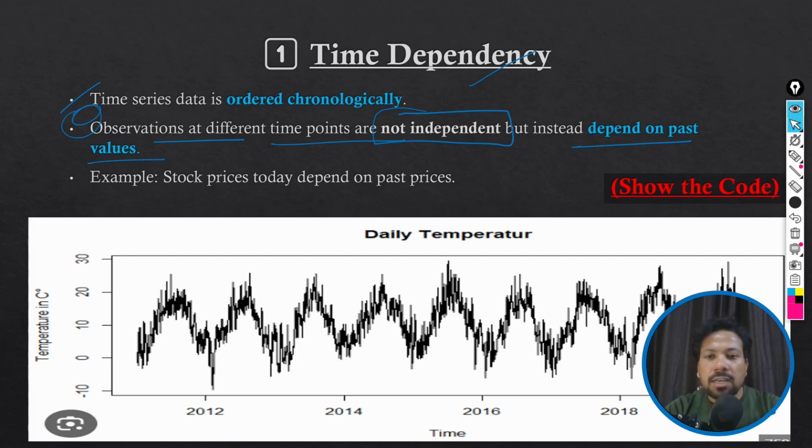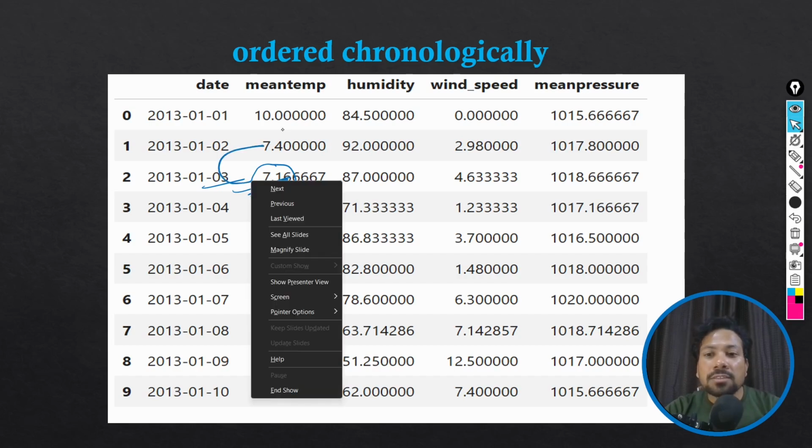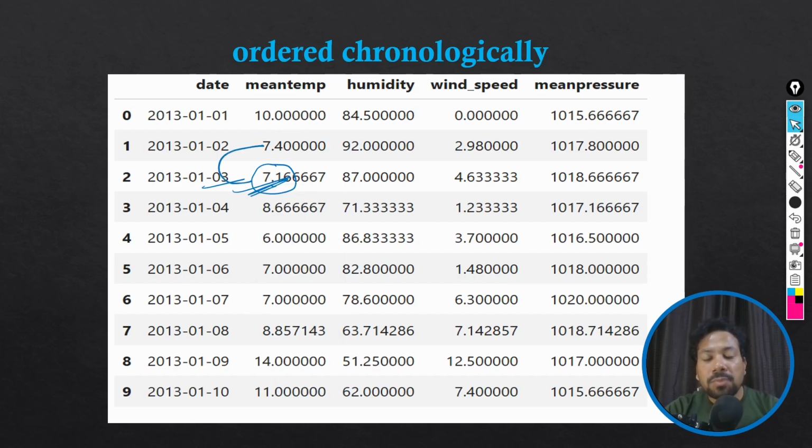So according to this second point, the mean temperature at 3rd January should depend upon its past value. Past value means it should depend upon the temperature of the 2nd January, and the temperature of the 2nd January should depend upon the temperature of the 1st January. So, in simple words, each observation should be dependent on all of its past values.